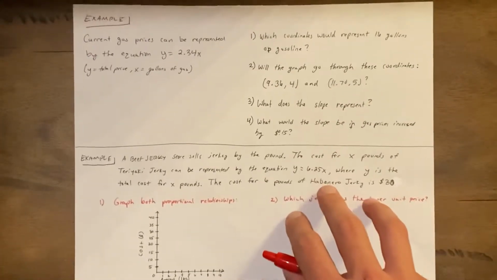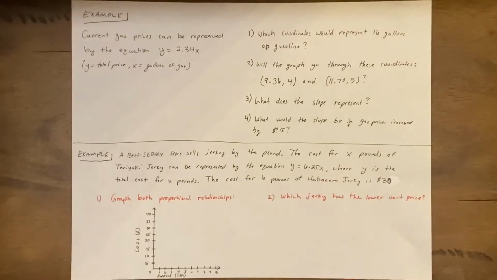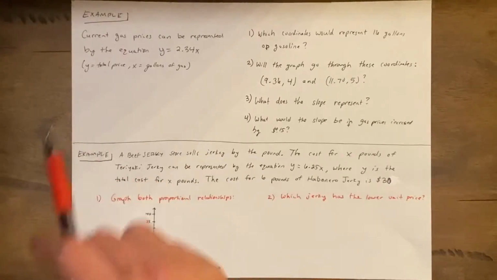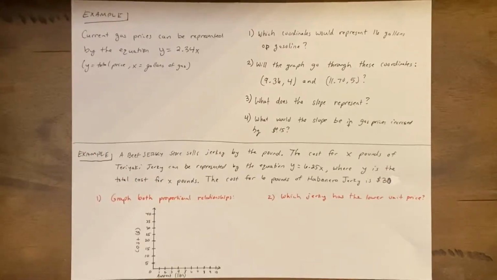All right, so let's look at our first one here. It says, current gas prices can be represented by the equation y equals 2.34x, where y is the total price and x is the gallons of gas. Okay, and we have 4 questions over here that we're going to answer. The first one says, which coordinates would represent 16 gallons of gas?